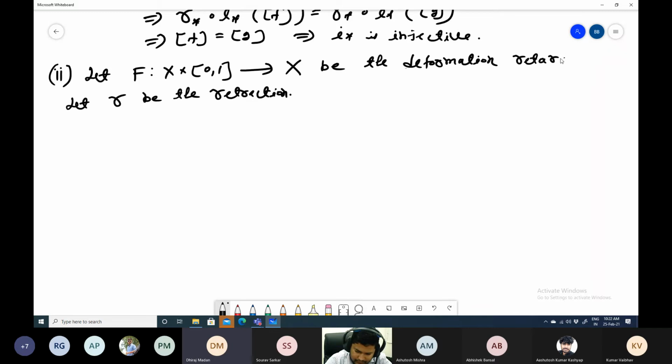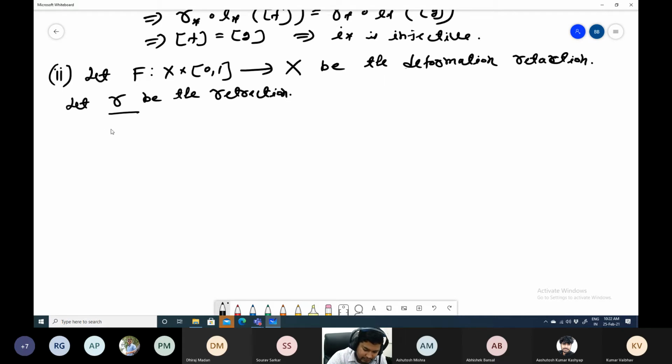Range of f will be A, right? Like f will map X cross... Oh no, yeah, sorry, it's fine. Okay, and we know that at the point t equal to 1 we have a retraction. We let R be the retraction. We just name it R.